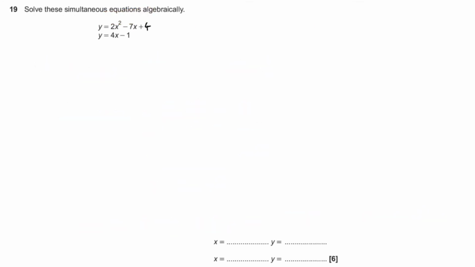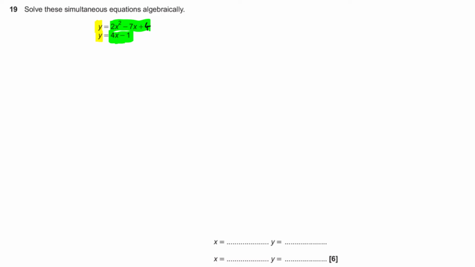Question 19, solve these simultaneous equations algebraically. We've got a quadratic and a linear equation. So we can't solve these by elimination. It's going to have to be done by substitution. Now you notice that I've got a y here and a y here. So these two expressions are actually equal to each other, aren't they? So I can equate this bit here with this bit here. Okay, because they're all equal.